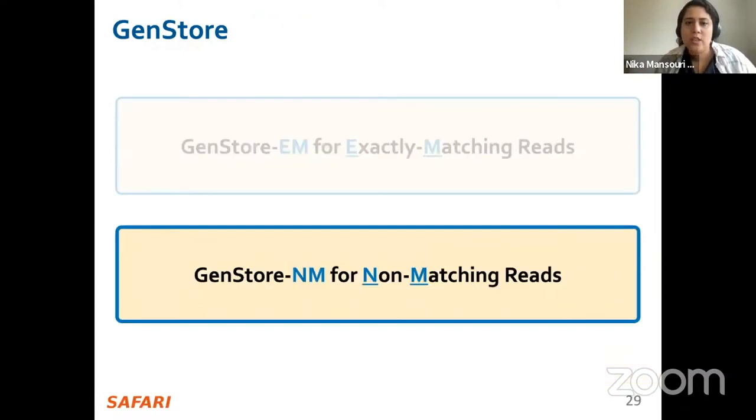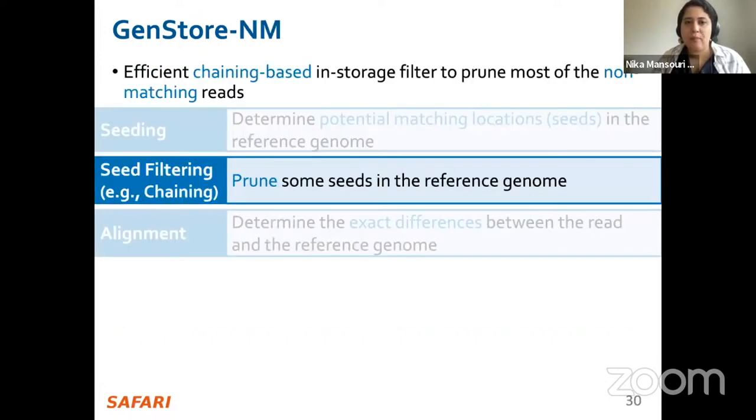So now let's take a closer look at GenStore-NM for non-matching reads. Actually, before I go on, is there any question either in Zoom or on YouTube? I pause for a few seconds if you want to ask something. Okay, let's go on then with GenStore-NM.